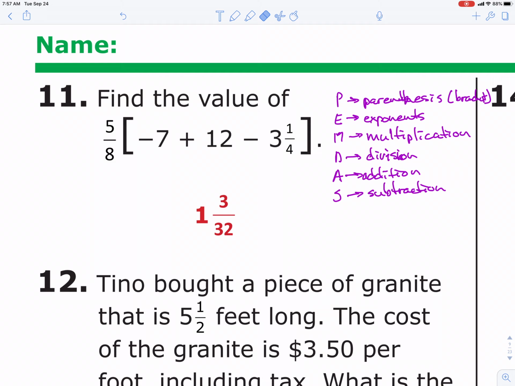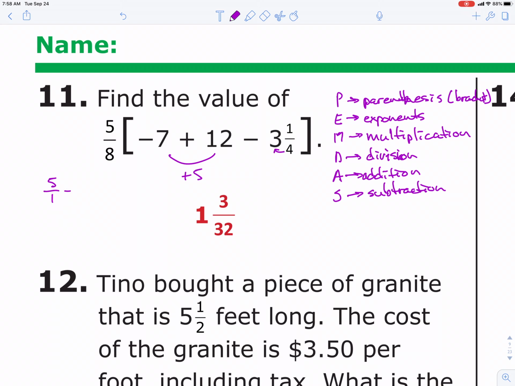Okay, let's pick back up, back where I made the mistake, and hopefully we can figure this thing out. So we had a -7 and a +12. These two together give me a +5. 5 minus 3 1/4, that's going to be a little bit more difficult. So I'm going to do this: 5 over 1 minus 3 1/4.